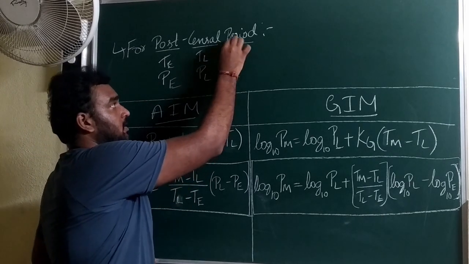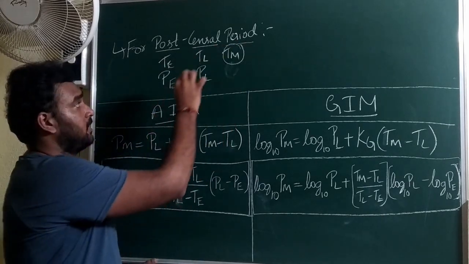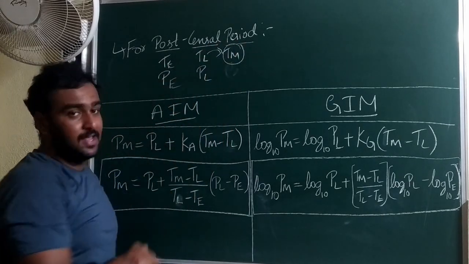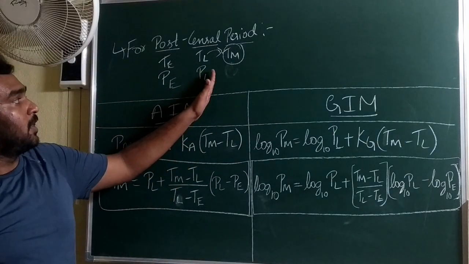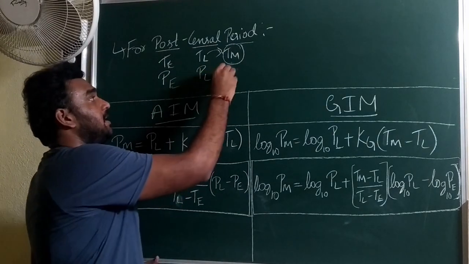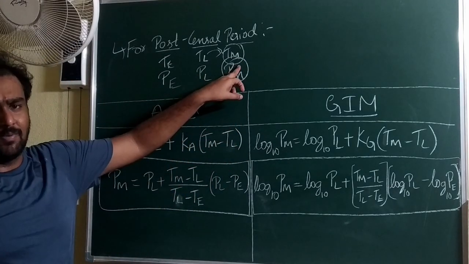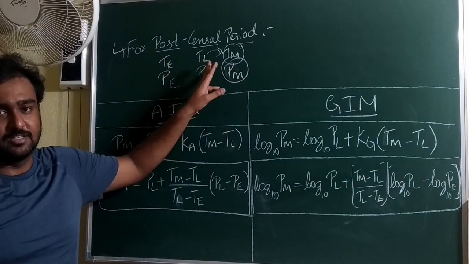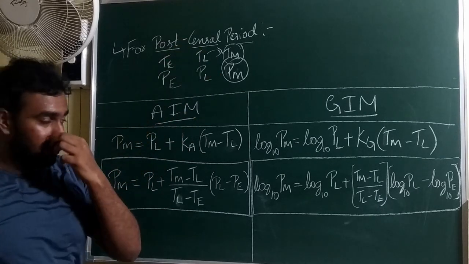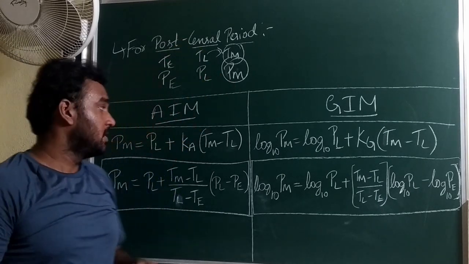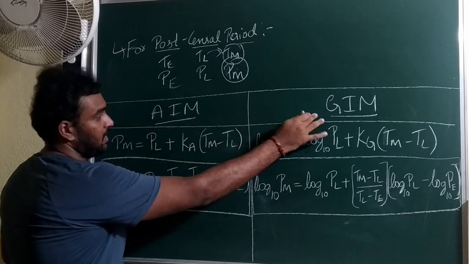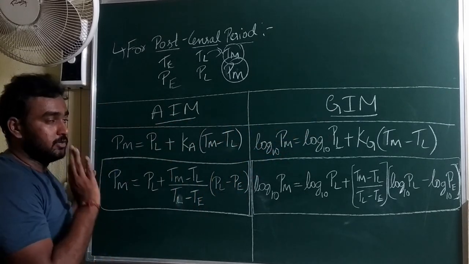In order to find out the population at TM, that is beyond time TL, beyond the last known population, it is said to be post-censal. So you need to consider that. Any mid-year population that is beyond the last known census is considered to be post-censal period. To calculate that mid-year population, they use AM and GM, that is arithmetical increase method and geometrical increase method.